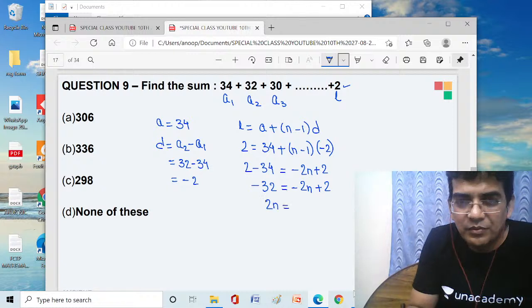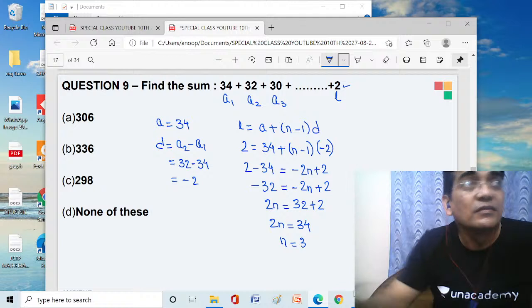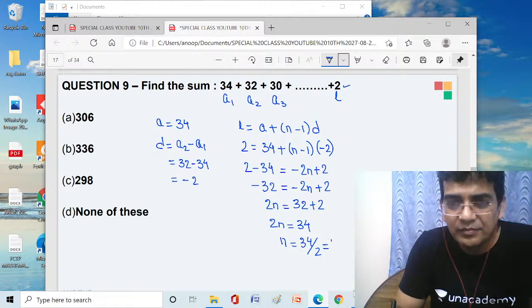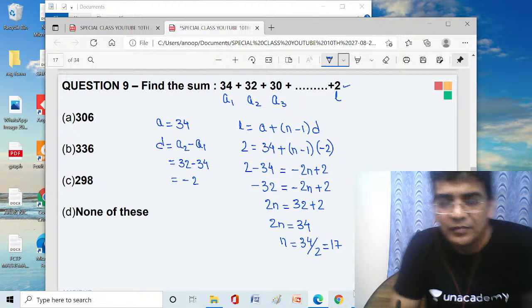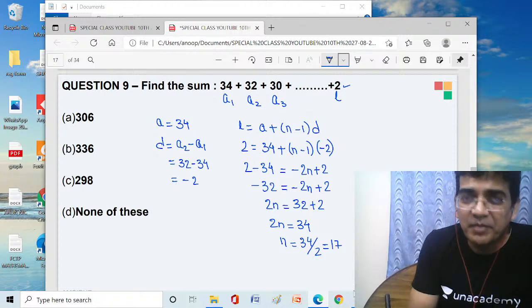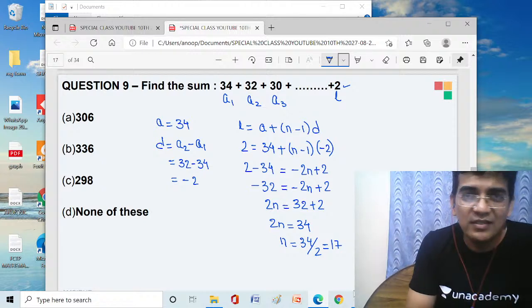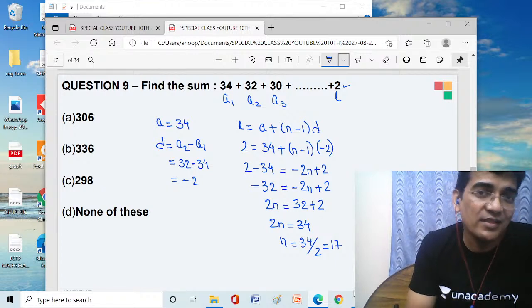So 2n is equal to 32 plus 2. So 2n is equal to 34. So n is equal to 34 upon 2. That is n is equal to 17. So value for n I have got 17. So what I have got is the number of terms. Now remember, without this number of terms, you cannot sum the series, because if you have to sum the series, you must know how many terms are there in the series. Then only you can add it.